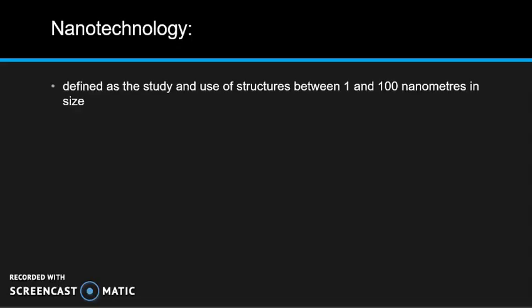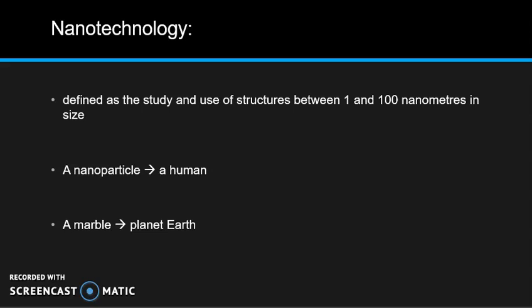Nanotechnology is defined as the study and the use of structures between 1 and 100 nanometers in size. To put this into perspective, the size of a nanoparticle to us is like the size of a marble to the Earth. Human recombinant soluble ACE2, or hrsACE2, is a drug in development which is considered to be nanotechnology as it is working with molecules of that size.